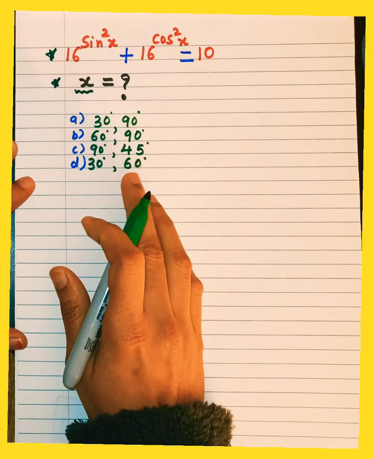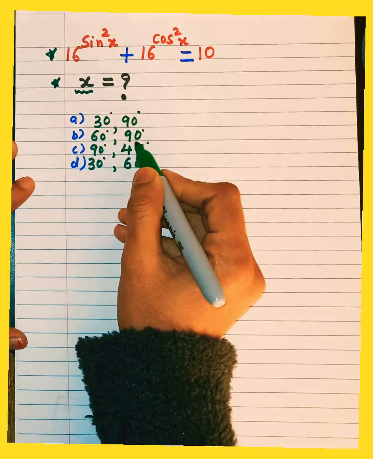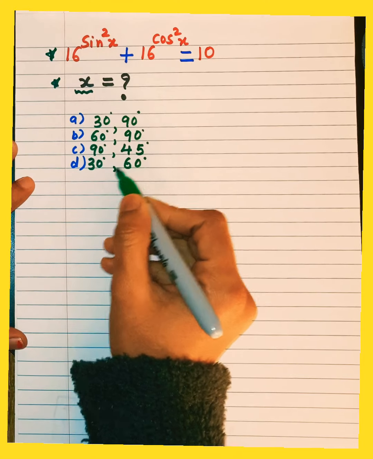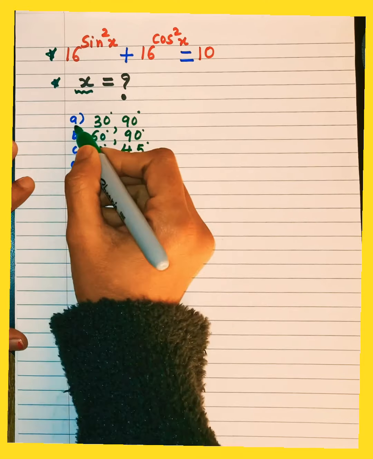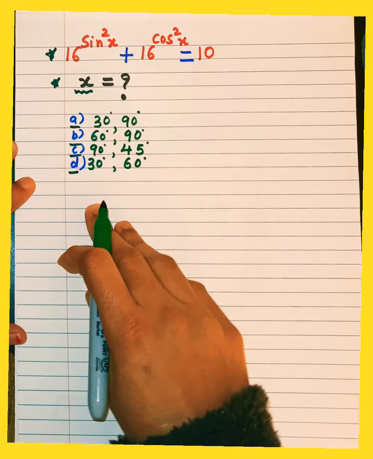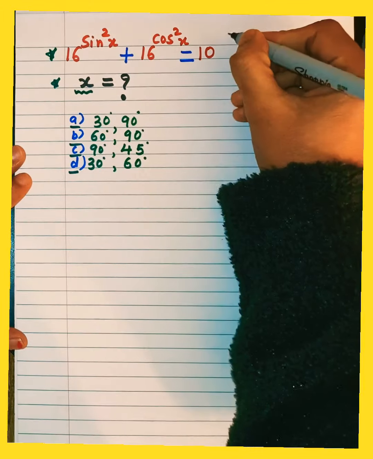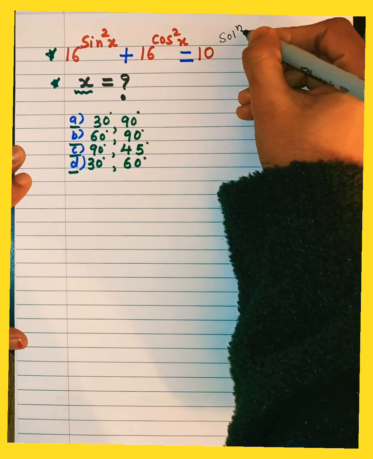And the options which are given to us are 30 degree, 90 degree, 60 degree and 90 degree, 90 degree and 45 degree, 30 degree and 60 degree. So these are the four options which are given to us. So let's see how we will solve this trigonometric equation and how we will get the value of x. So moving ahead with the solution part.